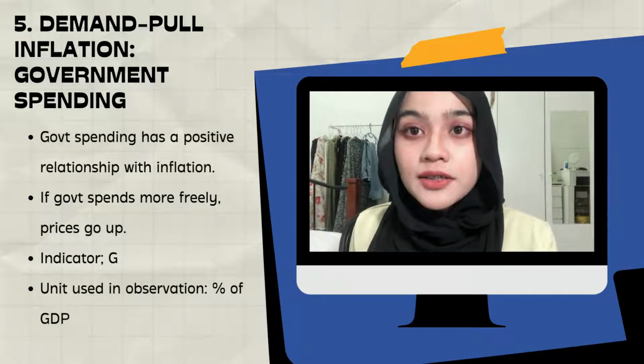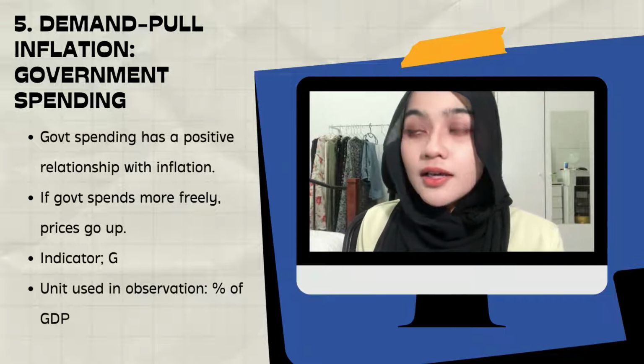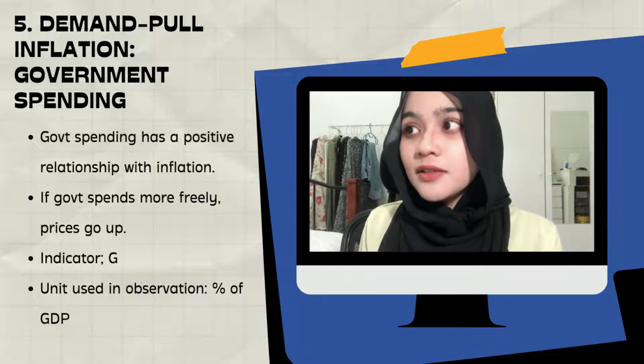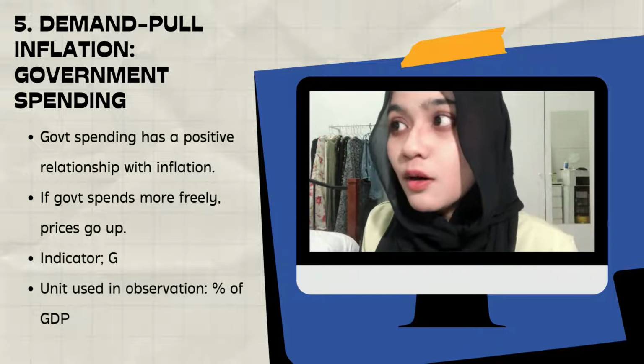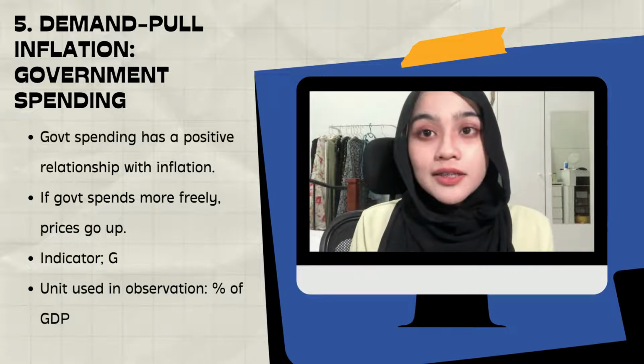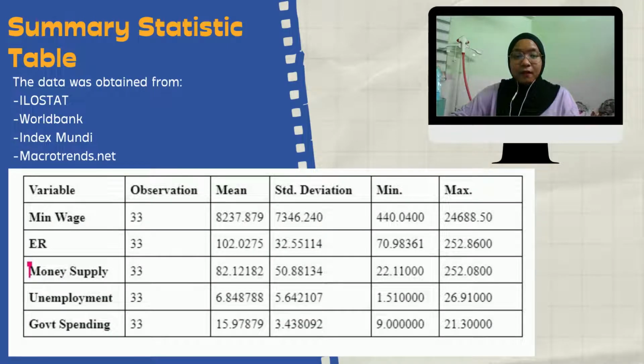And the last observation is on government spending, demand pull inflation, where it has a positive relationship to inflation, where if the government spends more, the prices will go up. The indicator used for this is G. We have extracted data from Eurostat, World Bank, Index Mundi, and macrotrends.net. From more than 60 countries, we have filtered 33 countries or observations with complete dataset.